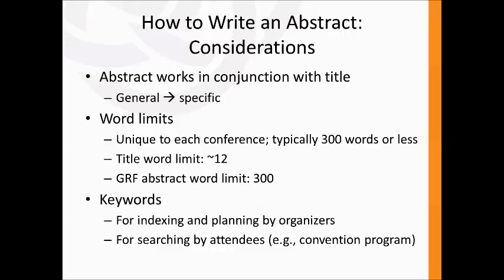And finally, there are also keywords that you can include. These are typically used for indexing and planning by organizers. So if you're going to a conference on, say, anxiety, then using the keyword anxiety might be a little bit too general, right? But if you're going to something like APA, then anxiety might be more appropriate because there are so many different sessions at APA, such a huge conference, that anxiety will help narrow it down for them.